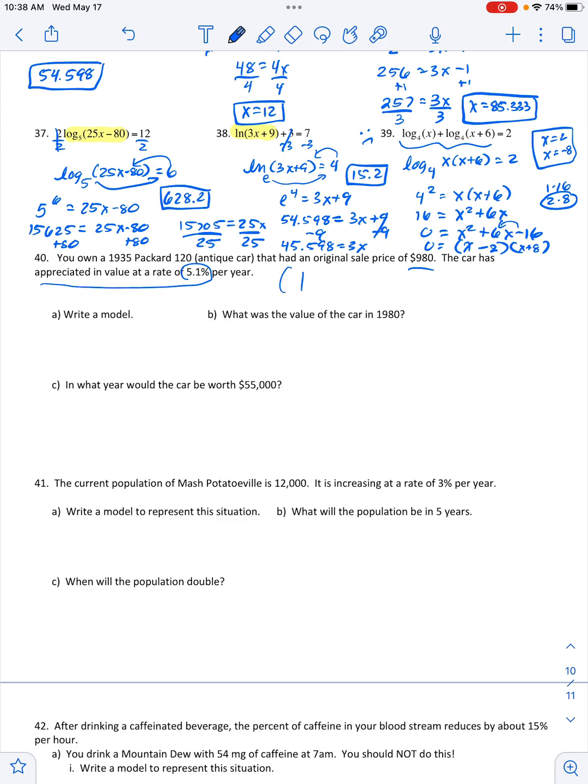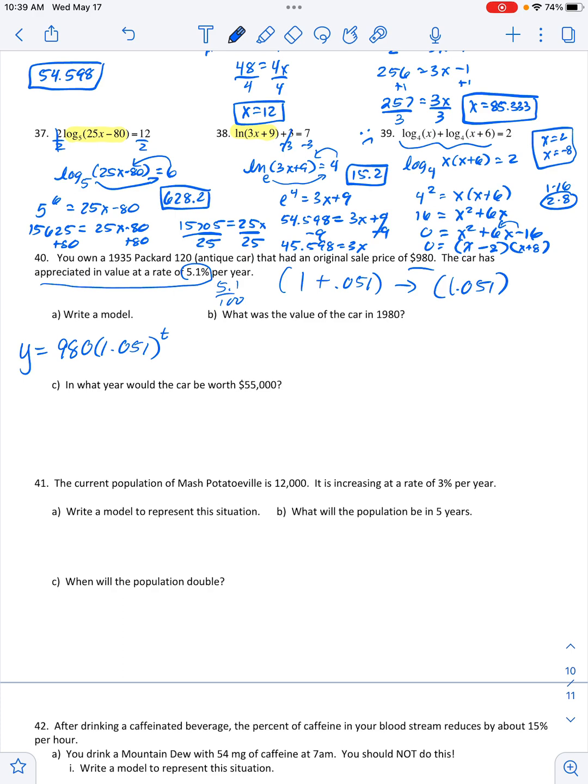So that's going to be 1 plus. And remember, if you can't remember how to do this, you're going to do it over 100 and you'll get 0.051. So what I'll probably do is just use 1.051 right from the get-go. So writing a model is going to mean like at the end, it's the starting amount, which was 980, my growth factor, which is bigger than 1 because it's appreciating for however much time.